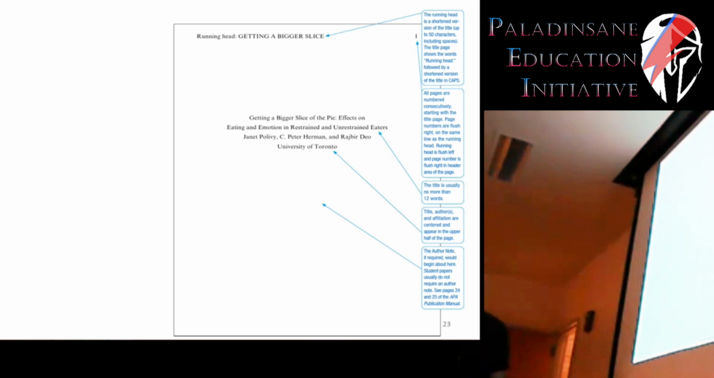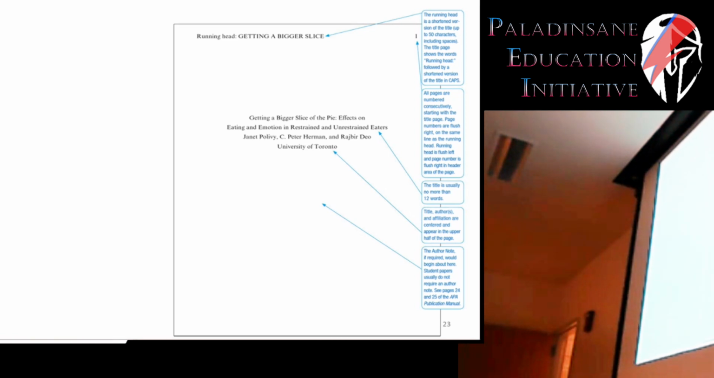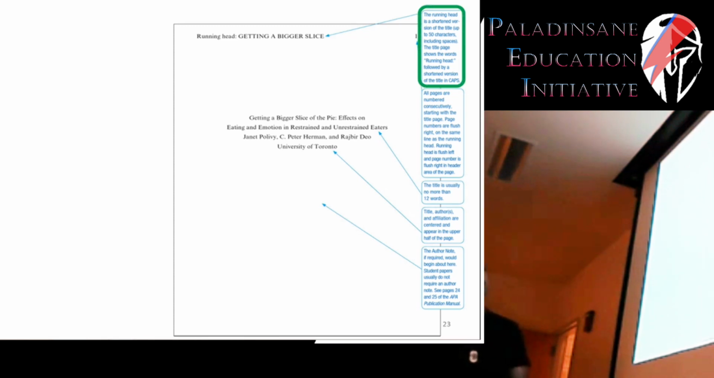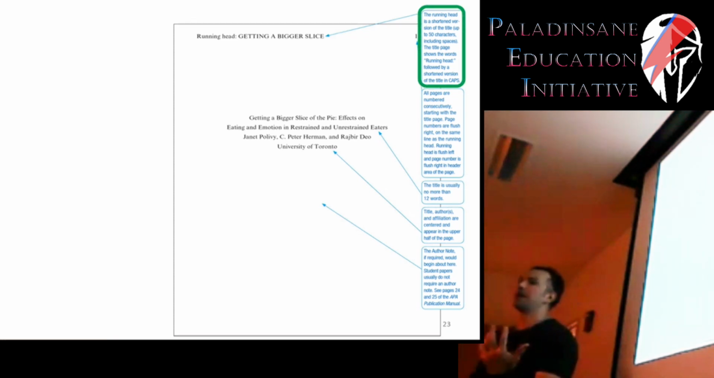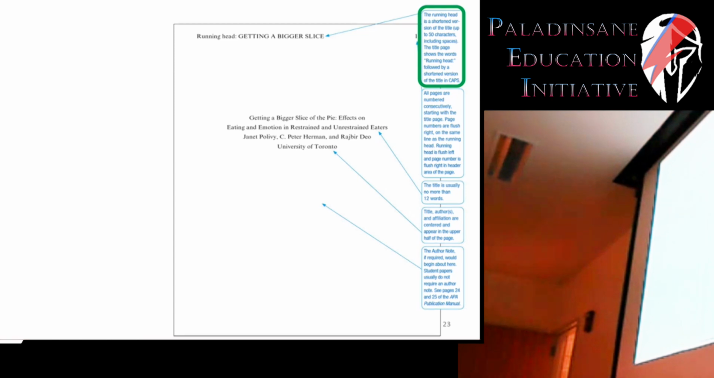So, for example, this is your title page right here. Notice that it has what's called a running head. So it says here, the running head is a shortened version of the title, up to 50 characters, including spaces. The title page shows the words running head followed by a shortened version of the title in caps. So you can read that description, and it tells you exactly what you need to do.